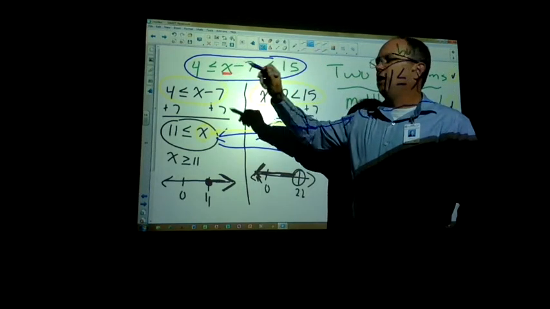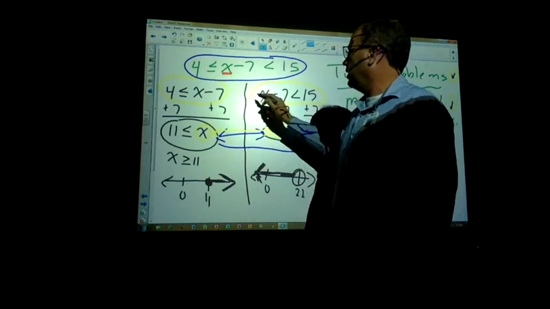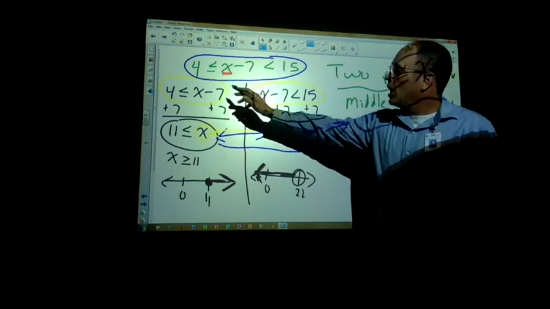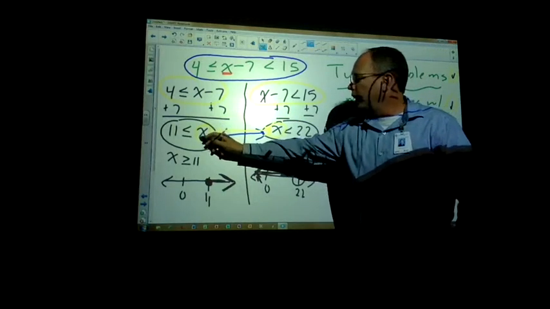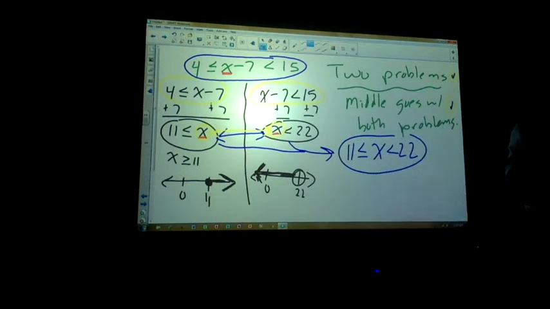I have a single x here. Agree? This is the exact same x here and here. Agree? So this x here and this x here are the exact same x. I don't have 2x. I just want to put these back together.